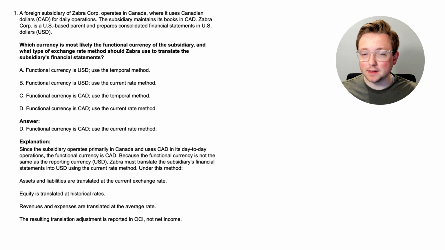We talked a little bit about this in the previous video again, but let's do it here some more. Since the subsidiary operates primarily in Canada and uses Canadian dollars in its day-to-day operations, the functional currency is Canadian dollars. Because the functional currency is not the same as the reporting currency, the United States dollar, Zabra must translate the subsidiary's financial statements into the US dollar using the current rate method. Under this method, assets and liabilities are translated at the current exchange rate, equity is translated at historical rates, revenues and expenses are translated at the average rate, and the resulting translation adjustment is reported in OCI, not net income.